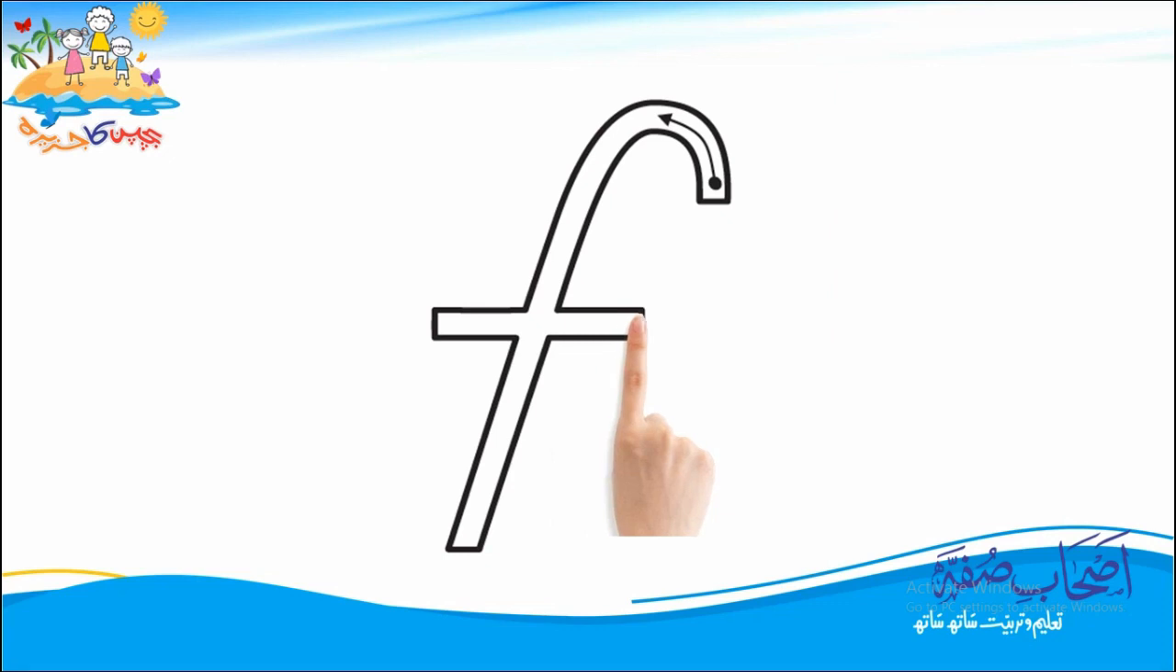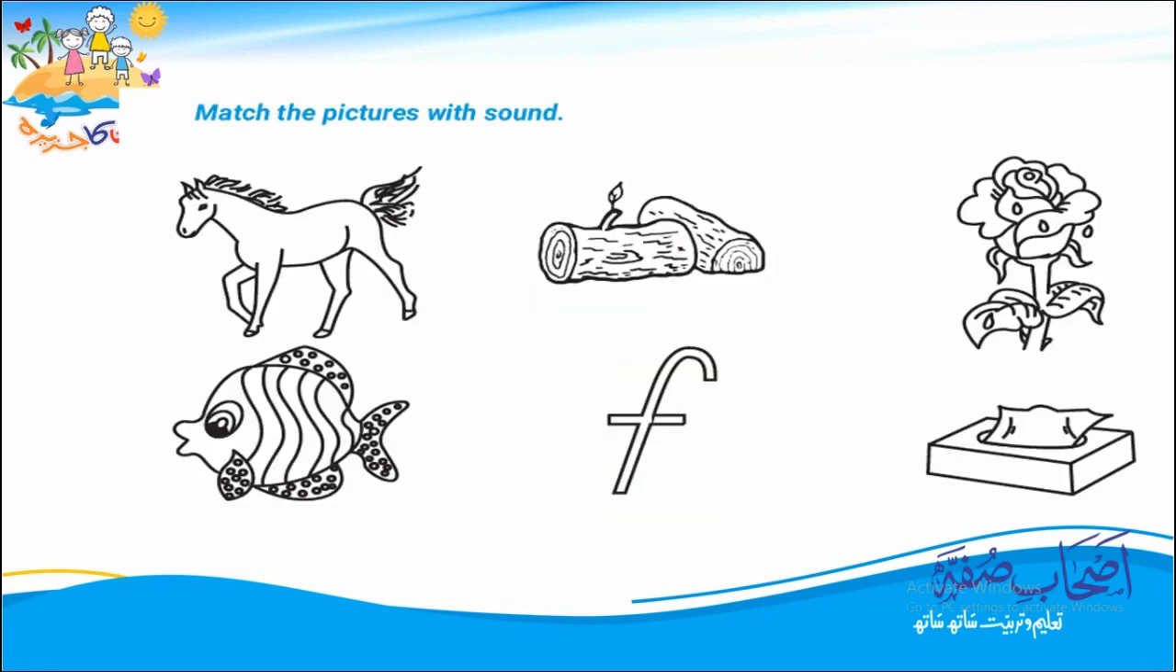Now we have to match the sound with the picture. Flower, flower. Yes, it is. What is the initial sound of tissue? Tissue? No. Log. What is the initial sound of the log? No, it is not. Horse. Horse? No. Fish? Fish. Yes, it is.